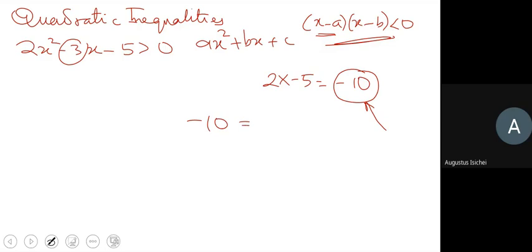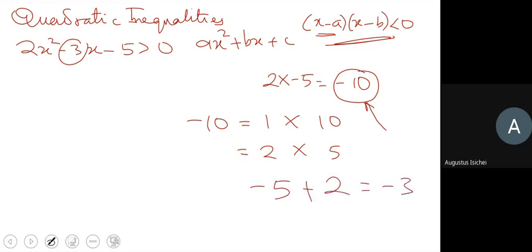What are the numbers that when you multiply them, you get minus 10? 1 and 10 are factors, right? 2 and 5 are the factors of 10. Are there other factors of 10 again? None. So 10 has just four factors: 1, 2, 5, and 10. Correct? So which pair of numbers can we combine such that we get minus 3 when we add them? Those numbers are minus 5 and plus 2. That is minus 3. Is that true or false? True. Minus 5 plus 2 gives minus 3.